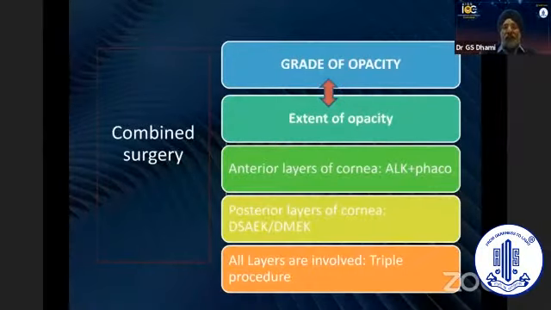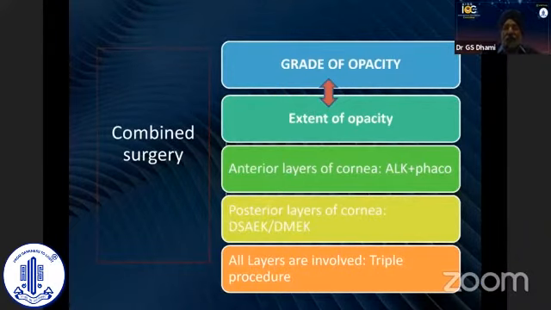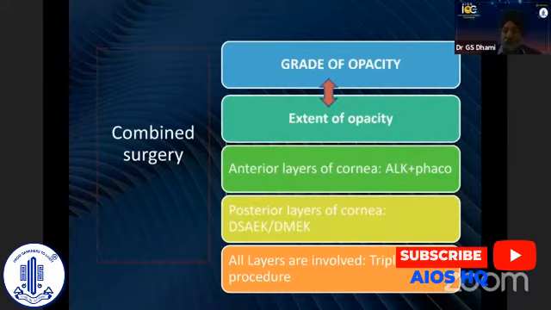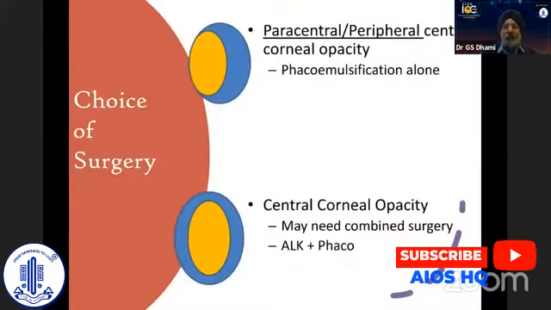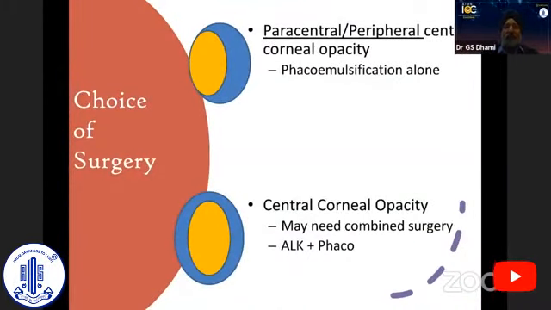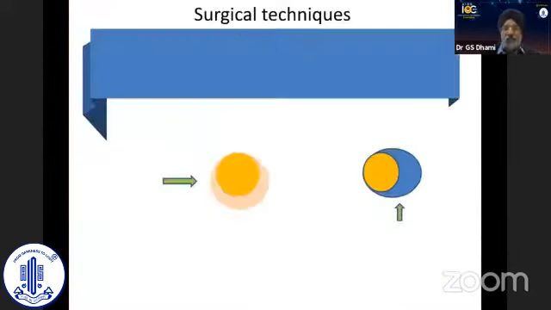Depending on the grade and extent of opacity: for anterior layers of the cornea, we do ALK and phaco; for posterior layers, when a corneal surgeon is at hand, DSAEK and DMEK; if all layers are involved, a triple procedure. Then, what is the location of the opacity? Whether it is paracentral or peripheral, phacoemulsification alone can be possible. When it is a central corneal opacity, it may need an additional surgery of ALK and phaco.